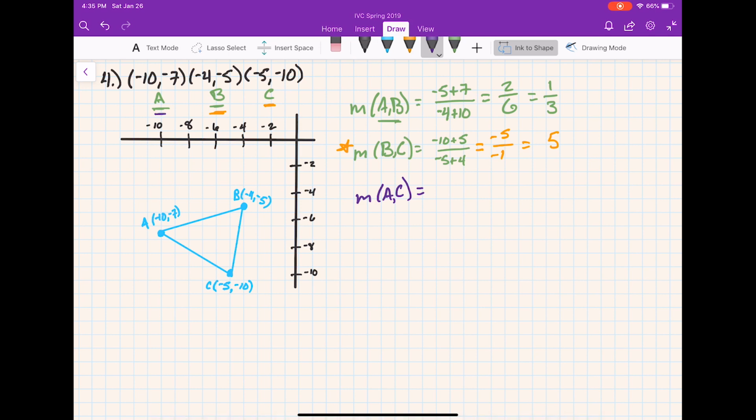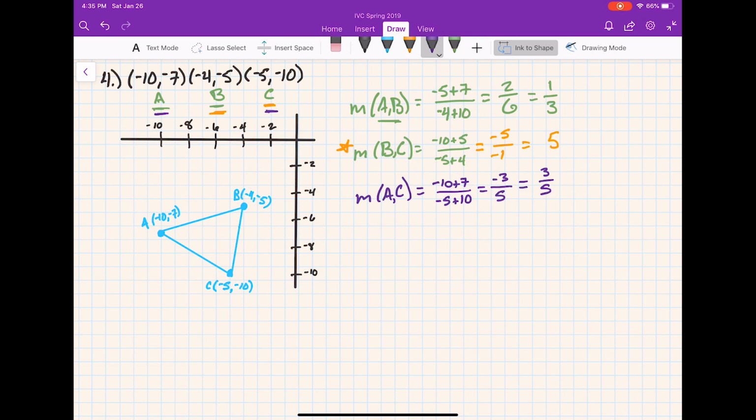I just feel like finding the slope is easier than doing the distance formula. So we're going to do A and C here. Let's plug these in. It's going to be a negative 10 plus 7, and then we're going to have negative 5 plus 10. There we go. All right, so now we're going to have negative 3 over 5. So we've got negative 3/5.